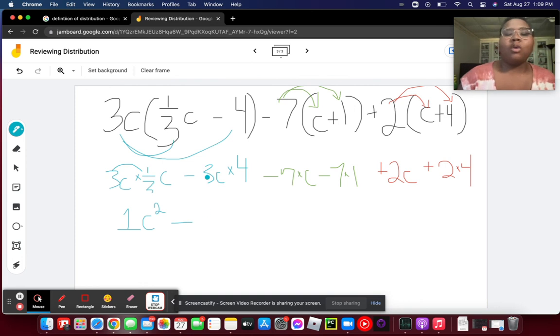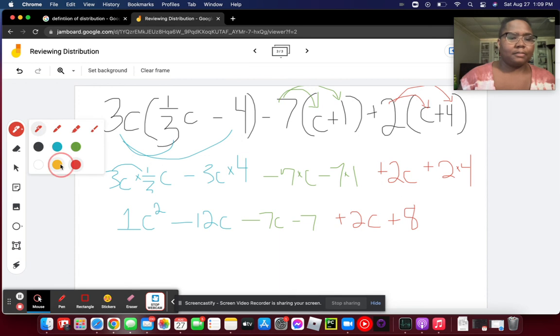3c times 4, well, we multiply 3 and 4, we get minus 12c. Negative 7 times c will be negative 7c, and negative 7 times 1 is negative 7. For our last bit, we have plus 2 times c, which is just 2c, and plus 2 times 4, which is 8. Now we're going to combine like terms.